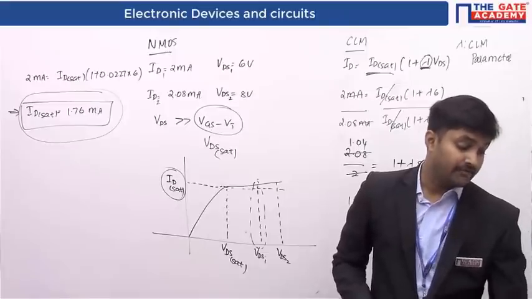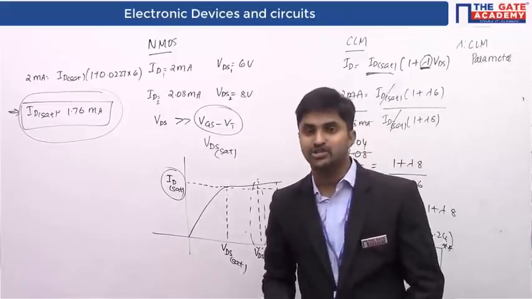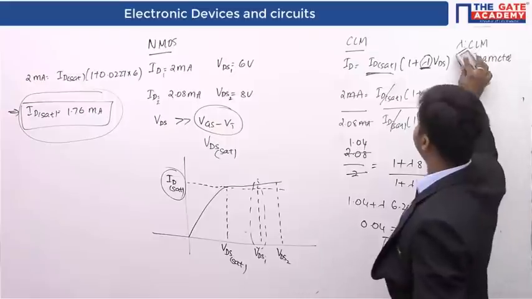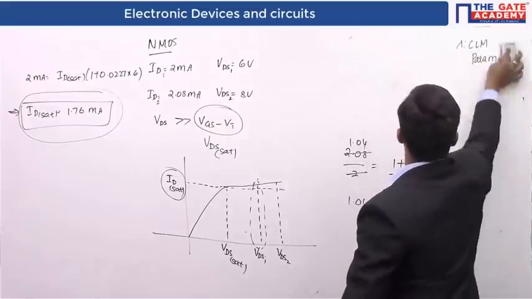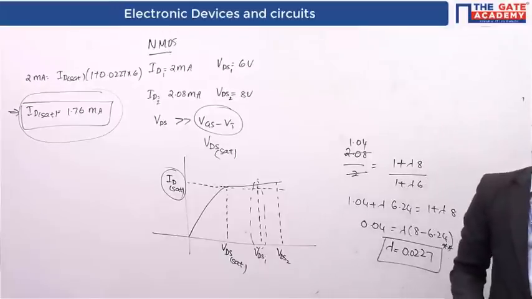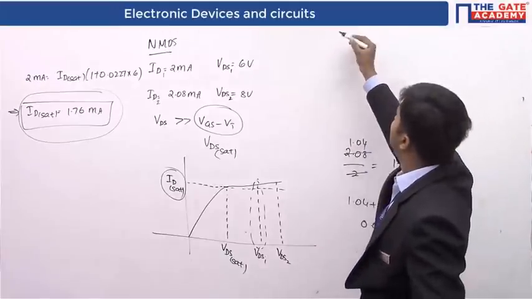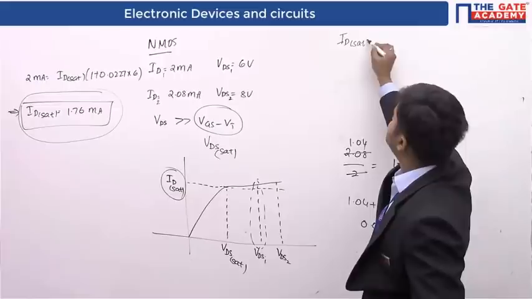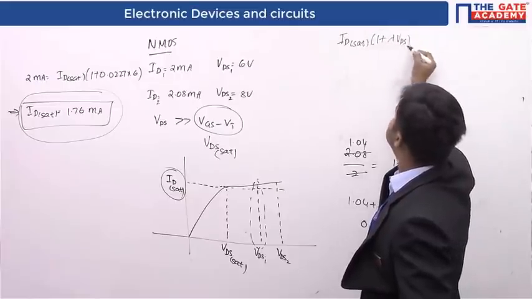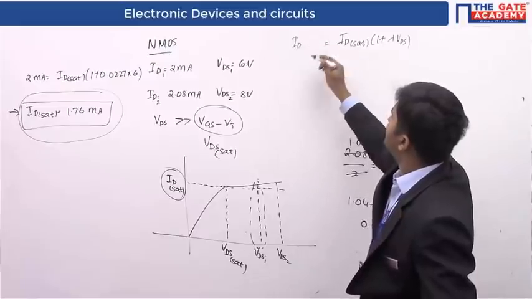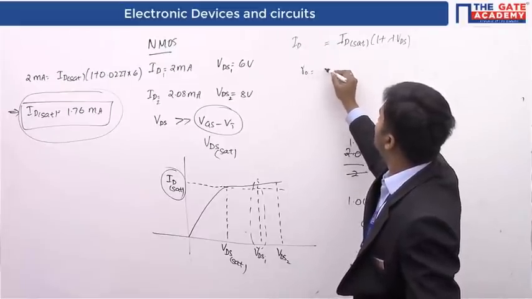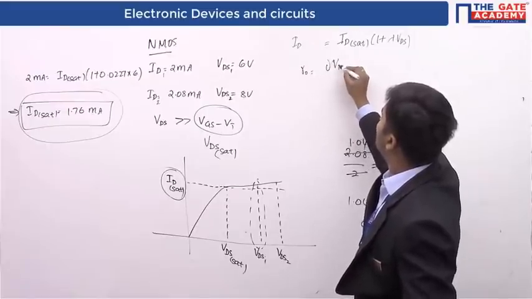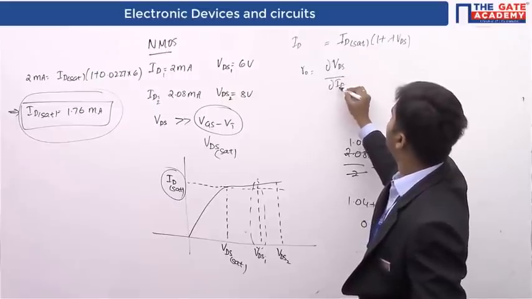The third part of the question is that we have to find out the output resistance considering the channel length modulation. Because we are inside the saturation region, we can write the formula. This is the actual value of the drain current. So the output resistance is going to be dou VDS by dou ID.